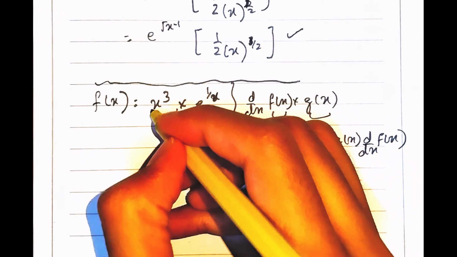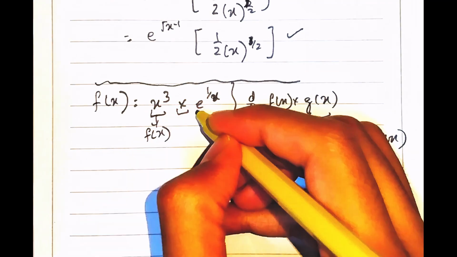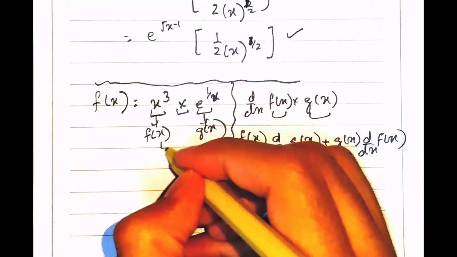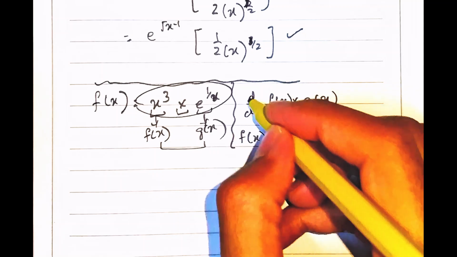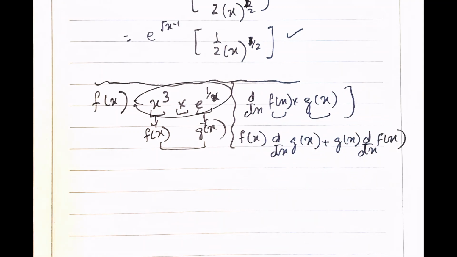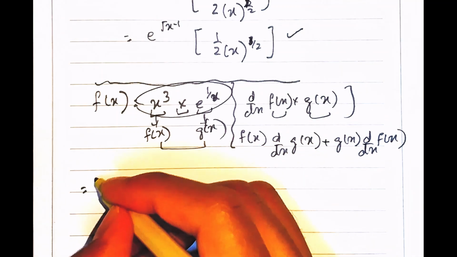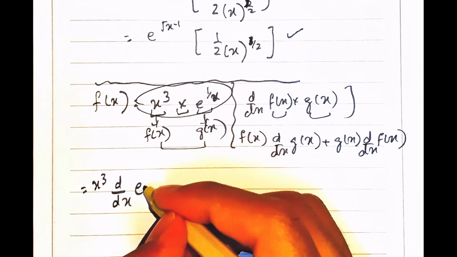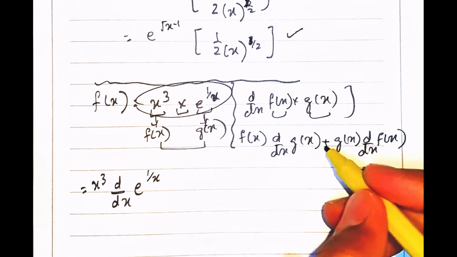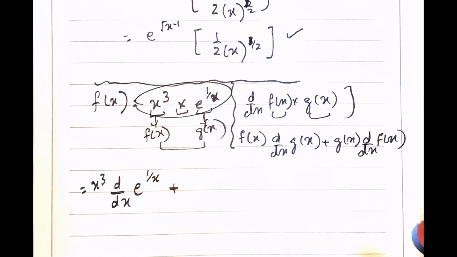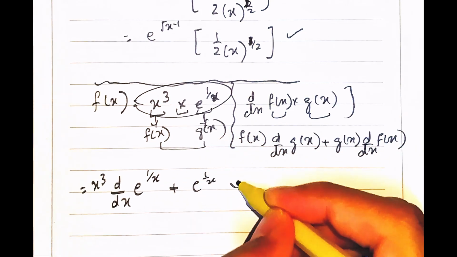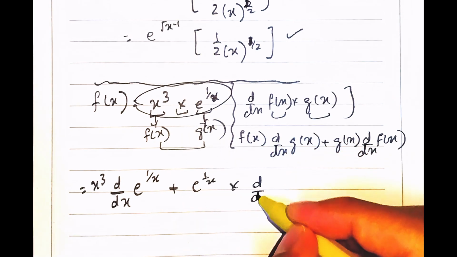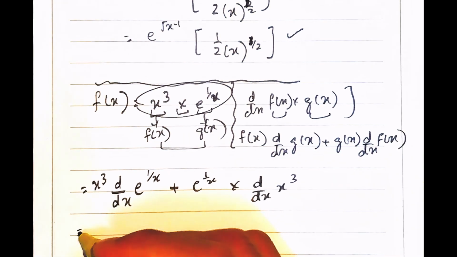So over here, x^3 is my f(x), the first function, and e^(1/x) is my g(x), the second function. If we compare this with the formula: first, the first function as it is, i.e. x^3 as it is, times the derivative of the second function, that is e^(1/x). Then the plus sign, g(x), the second function, e^(1/x), multiplied by the derivative of f(x). Now what is f(x)? x^3. So d/dx of x^3.